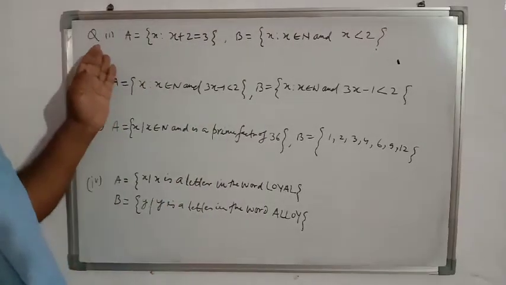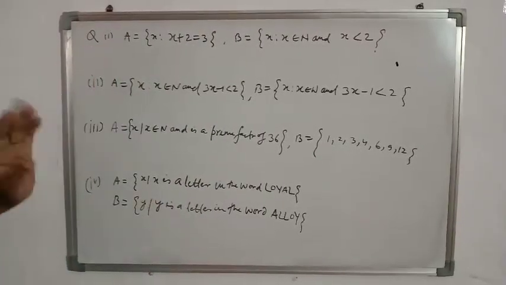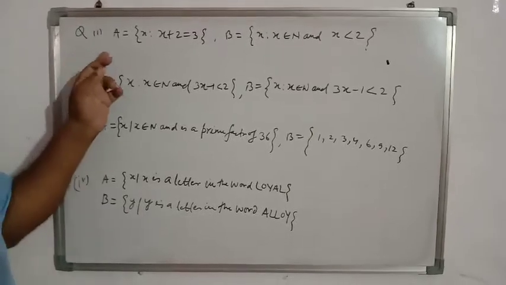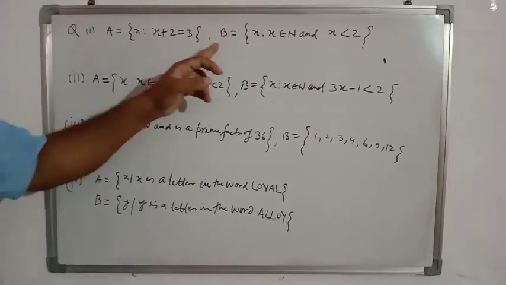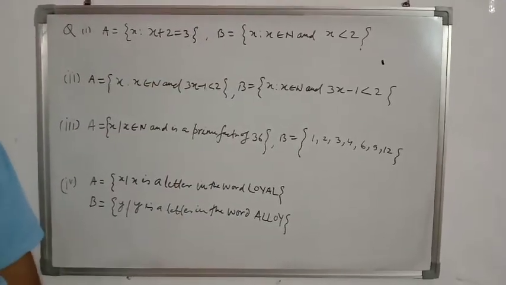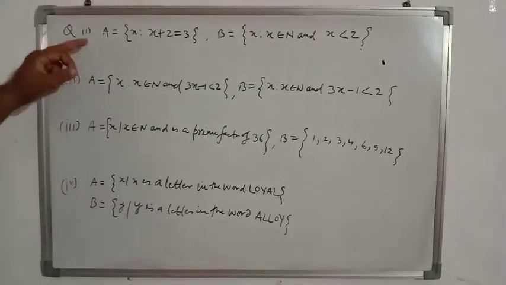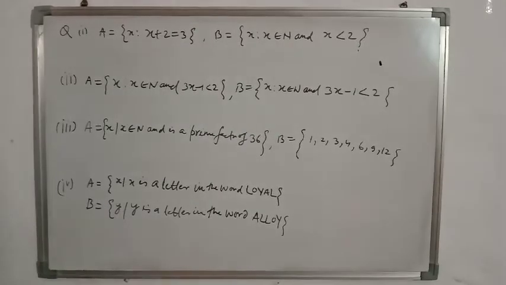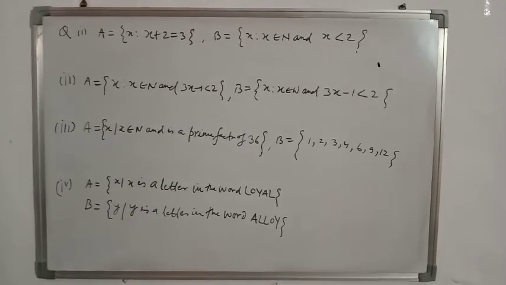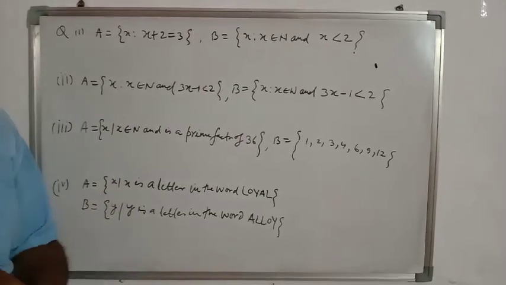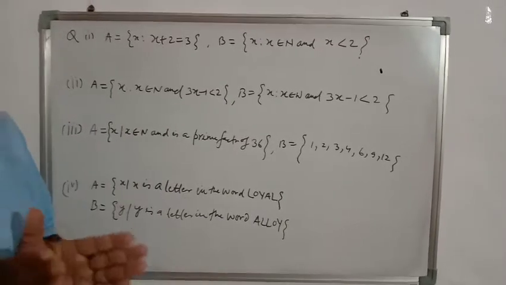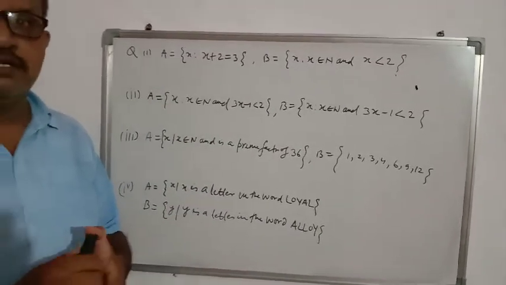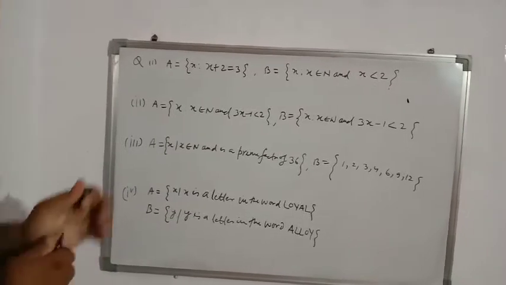See the question. I have taken 4 parts in this question. We have to tell whether these two sets A and B are equal or not. In every case, we have to check whether the sets A and B are equal or not. So how can we check it? We know that equal sets are those sets which contain exactly the same, identical elements. So see the first part.